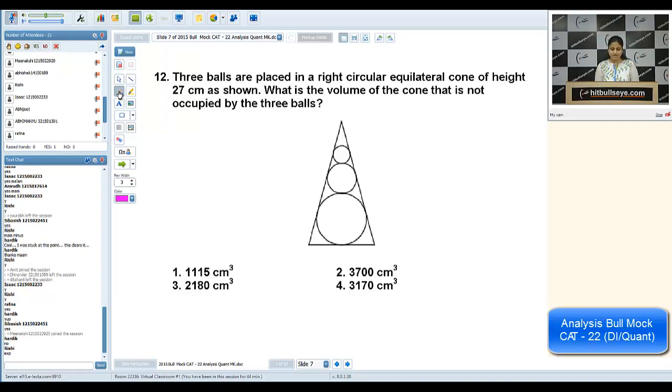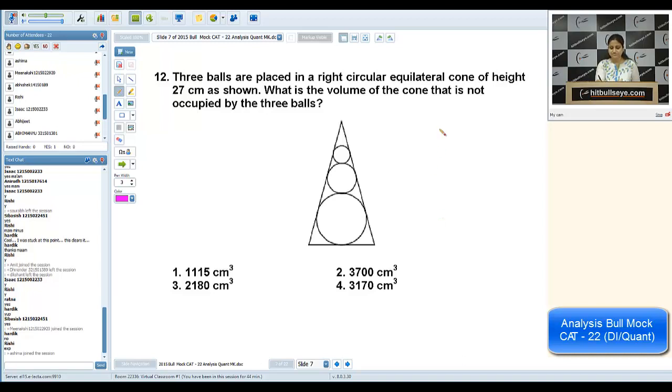Actually, if I take the biggest circle, that is the incircle of the triangle. So an equilateral triangle is given and the height is 27 centimeter. 3 balls are placed in a right circular cone. Since we are taking a section of that cone and spheres, I'll get an equilateral triangle containing 3 circles.